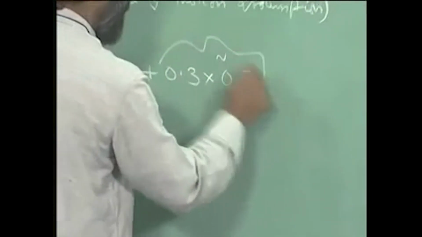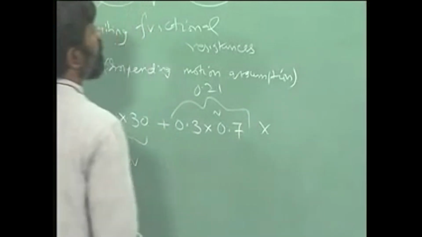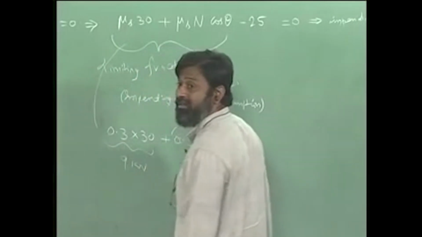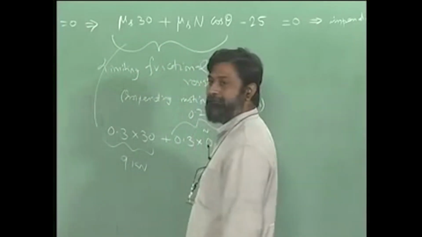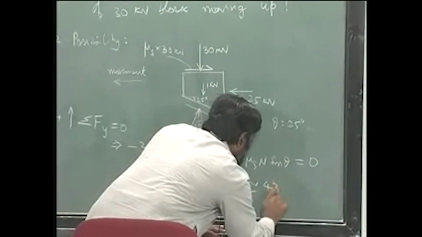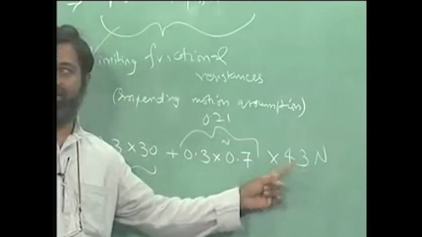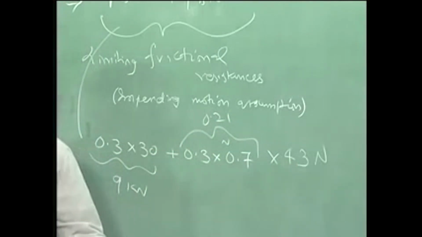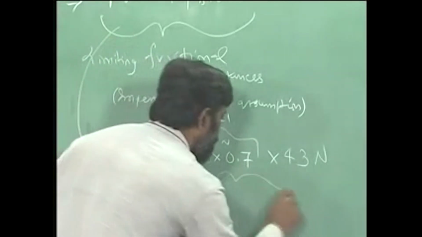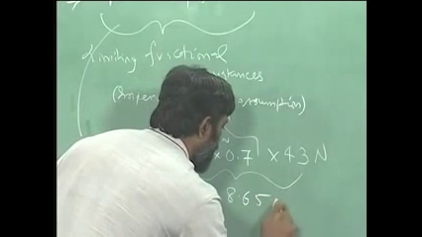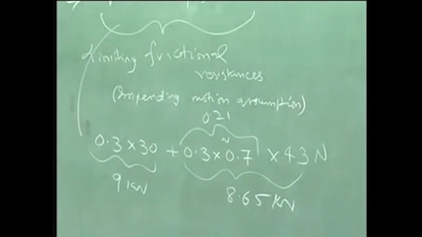So this together will give me 0.21 times n is given by this, with this around 43, okay. This is roughly around 43 kilonewtons. For want of calculators, I have just put this. So it is 0.21 times 43, roughly it is around 8.6, 8.7, okay. So roughly around 8.65 kilonewtons, okay. Have I done this correctly?